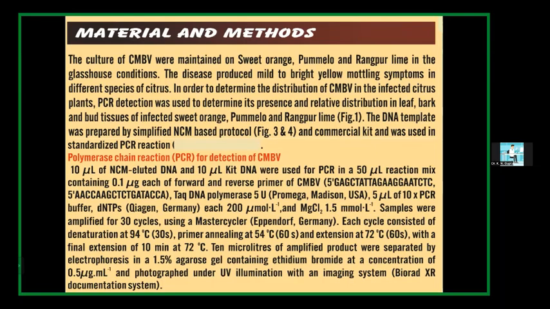In order to determine the distribution of citrus mosaic virus in the infected citrus plant, PCR detection was used to determine the presence and relative distribution in leaf, bark, and bud tissue of infected sweet orange, pomelo, and rangpur lime. The DNA template was prepared by a simplified NCM-based protocol and a commercial kit and was used to standardize the PCR reaction. Then we used the master mix for PCR detection.